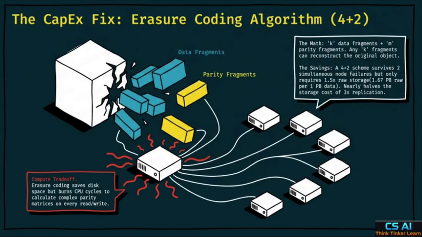The fix for that cost problem is the erasure coding algorithm, often seen as a 4+2 scheme. Instead of cloning the whole object, we break it into fragments and add parity fragments. The math is brilliant: any K fragments can reconstruct the whole object. In a 4+2 setup, you can survive 2 simultaneous node failures, but only require 1.5 times raw storage instead of 3x. The trade-off? You trade disk space for compute overhead, as your CPUs must calculate complex parity matrices on every read and write.